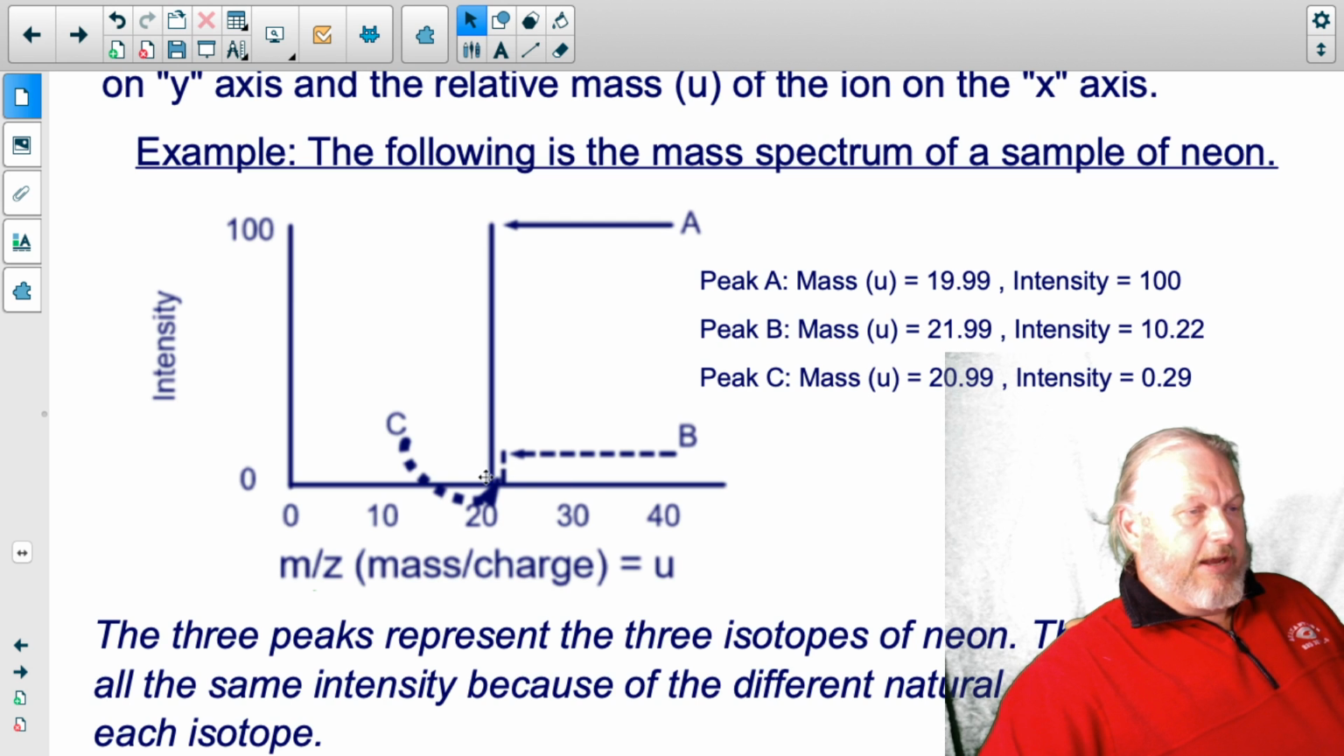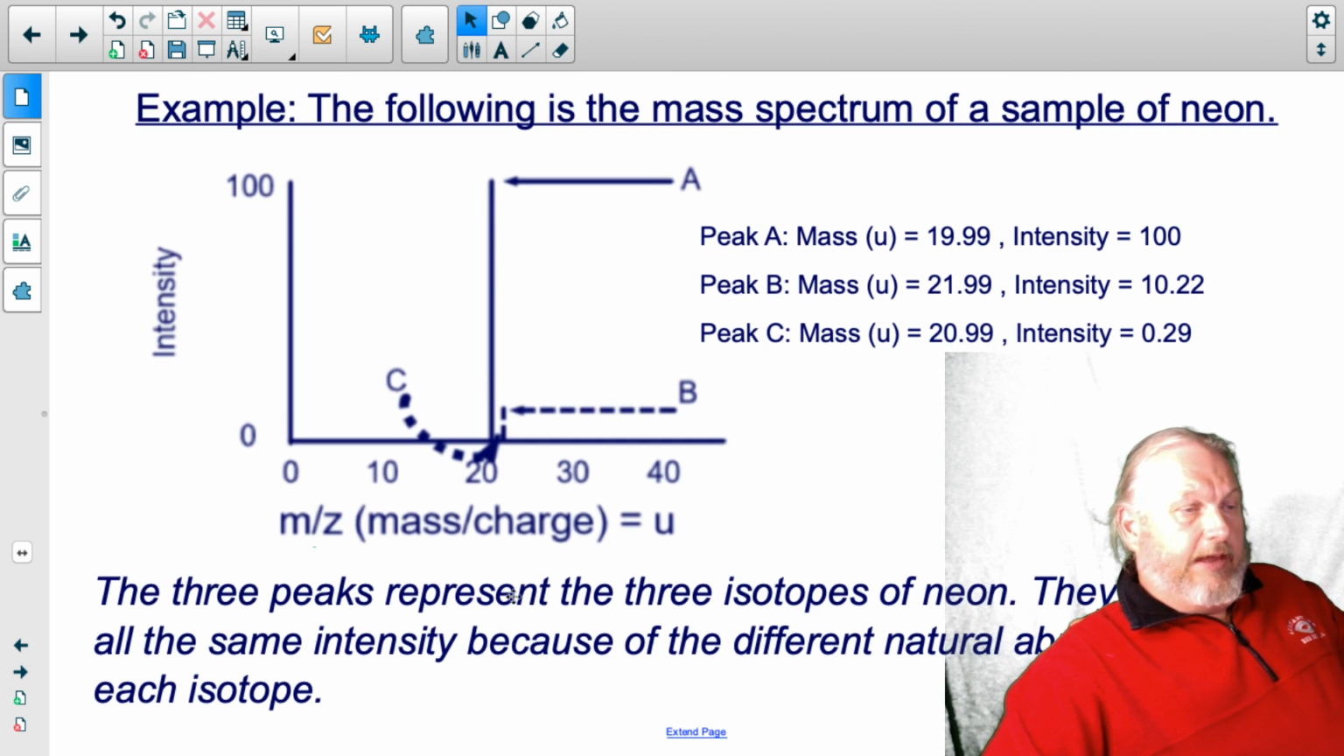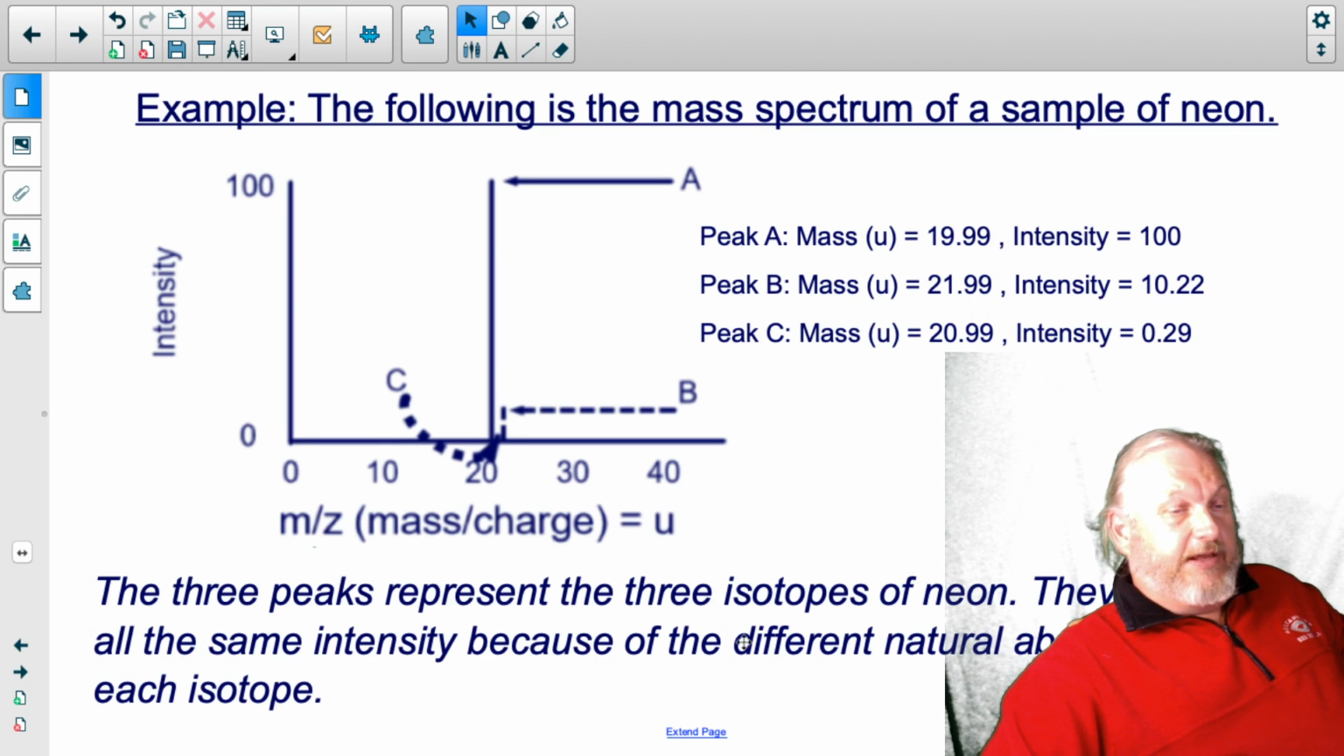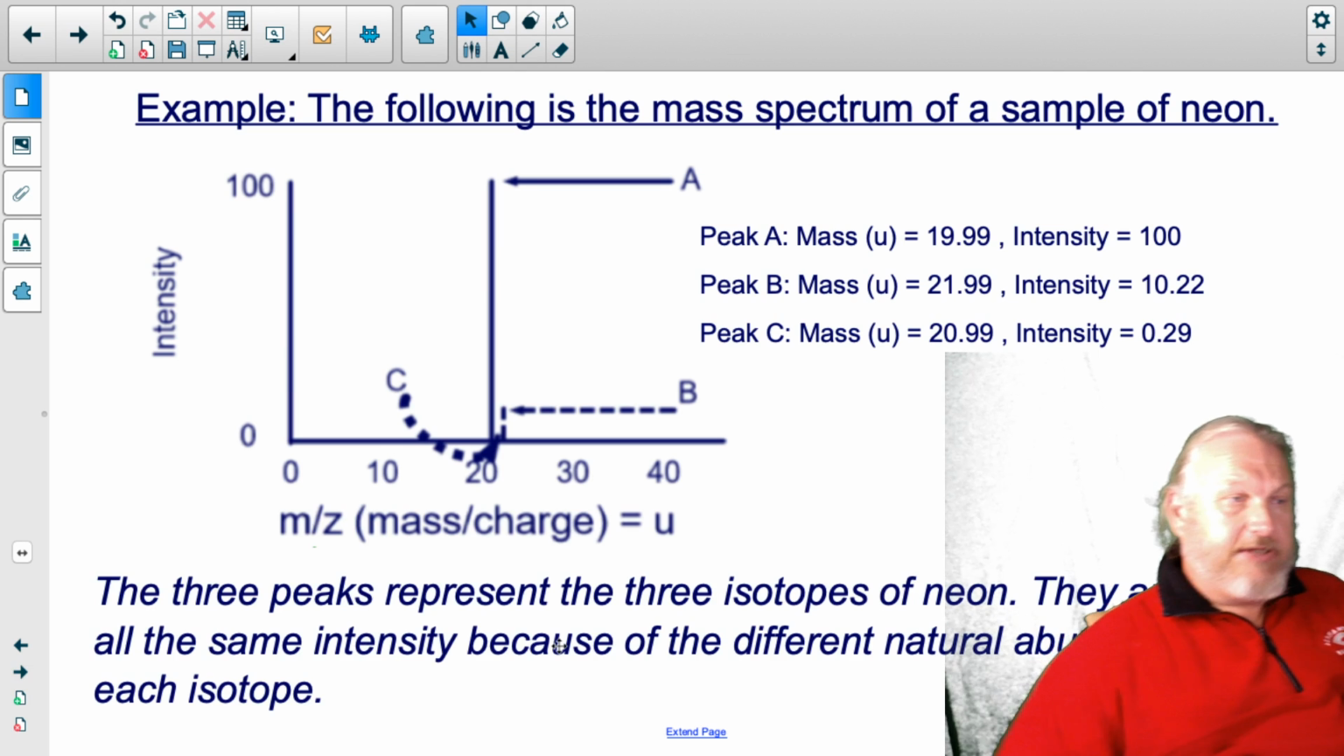Peak B is around 22, and the intensity is about 10.2. Peak C, which would be right there, is around 20.99. Its intensity is 0.29. So we've got 3 peaks here, and these represent the 3 isotopes of neon.